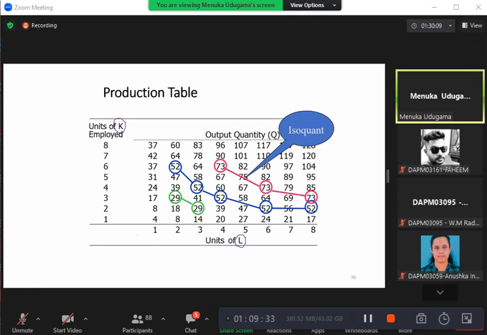And then I plot or I record the output that I get, right? For example, we say 1 unit of K and 1 unit of labor. If I use one labor unit and one machine, I get 4 units of output. 8 units of K and 1 unit of labor would be 37. Likewise, I have recorded all the levels, different levels for different combinations of capital and labor. Right. And then what have I done?